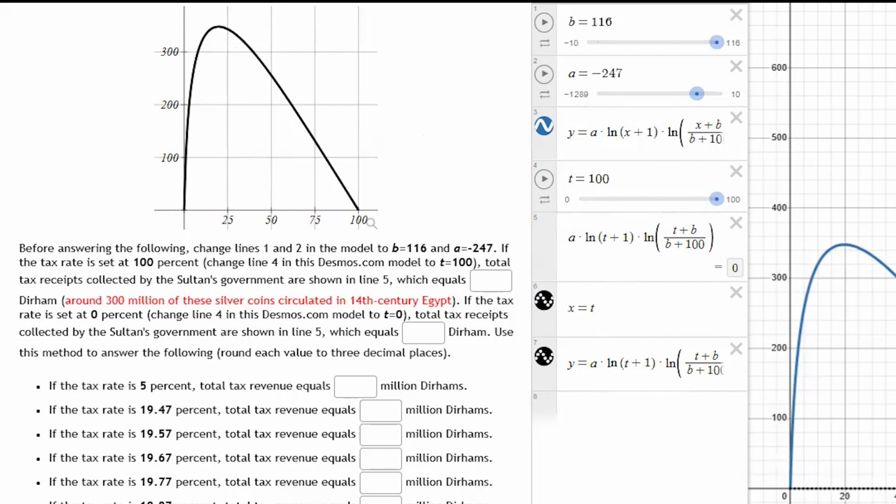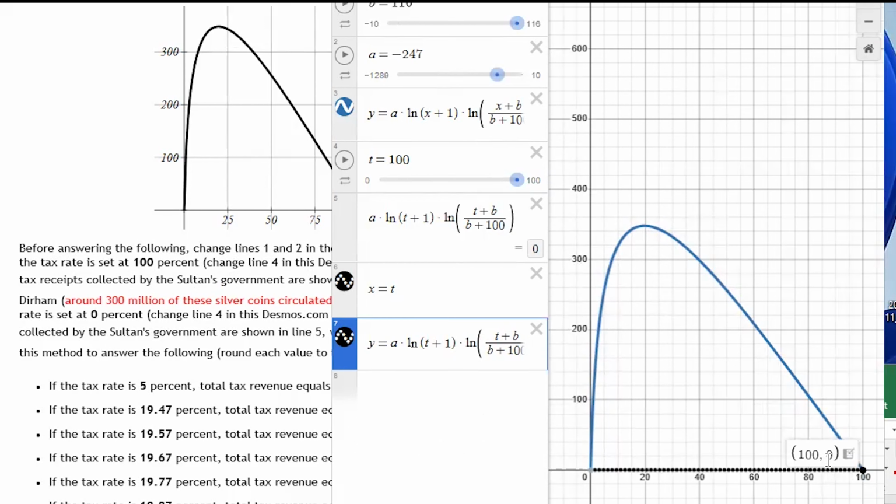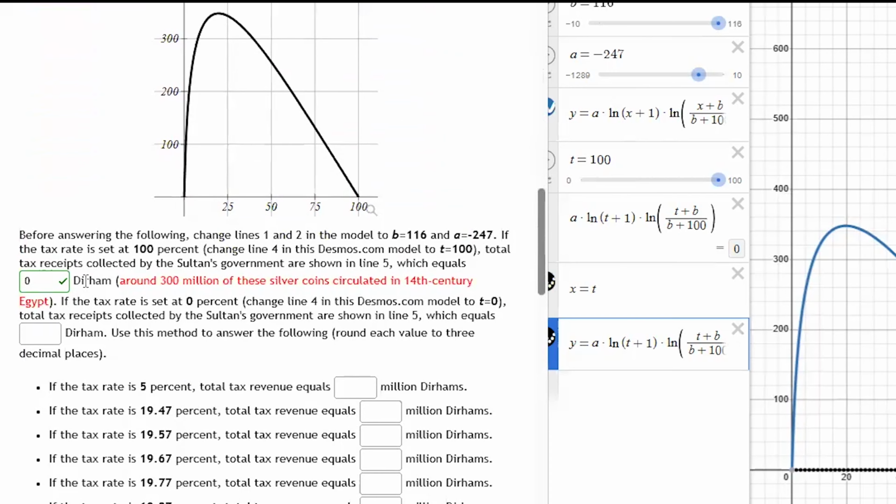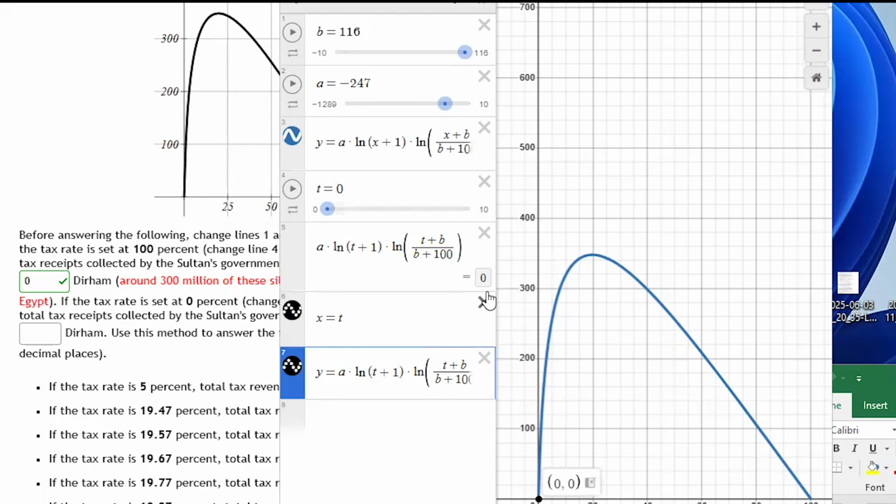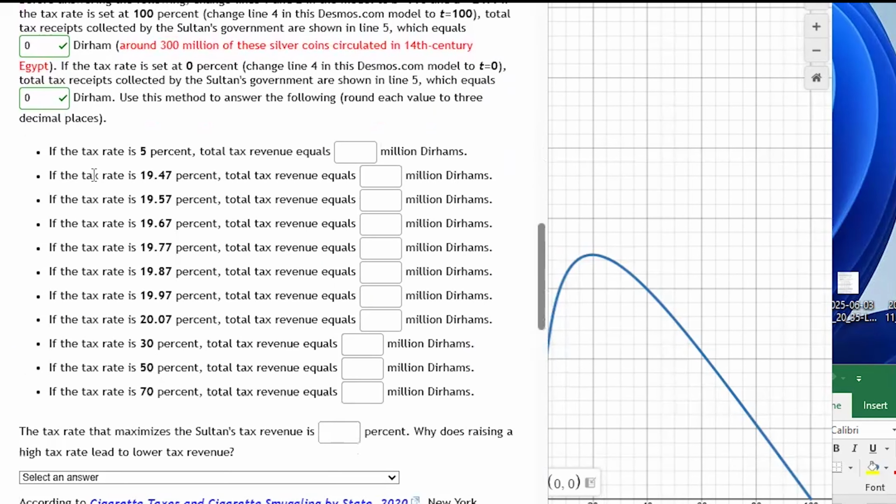And that agrees with the graph here. 100% tax rate, 0 revenue. The money at this time was called the dirham, and around 300 million of these silver coins circulated in 14th century Egypt. If the tax rate is set at 0%, then we're at this point right here. And line 5 is the tax revenue. So again, 0 dirham. Now we're going to just change the tax rates in Desmos and record the tax revenue.